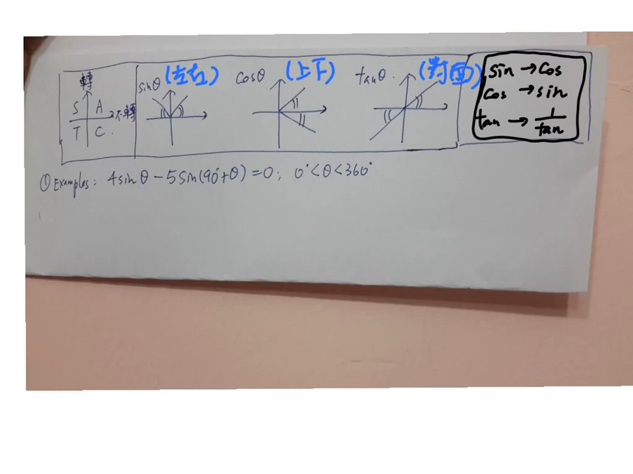Okay, so let's do some examples. For question 1, first of all, you can see that this one is 90 degree plus theta. As I mentioned before, in junior form, you know that you have to do this part first.